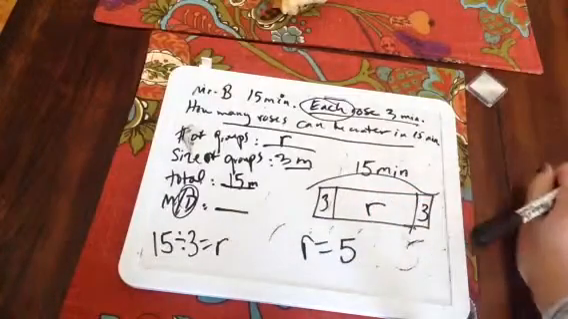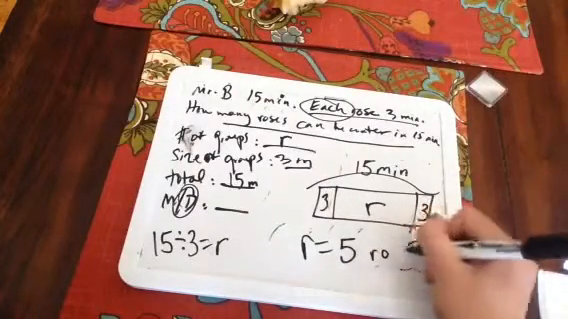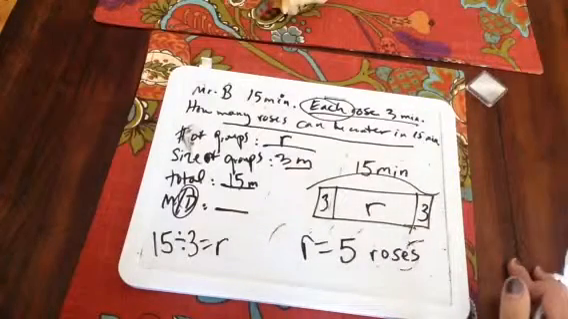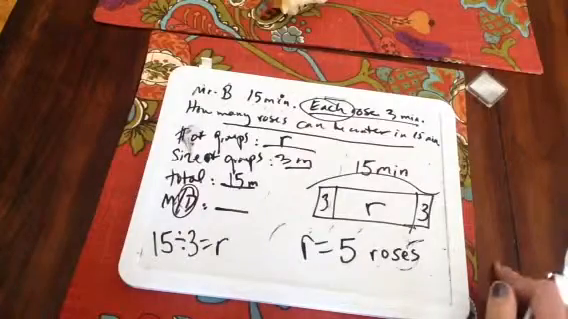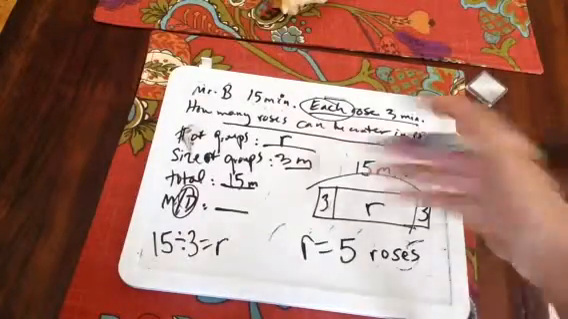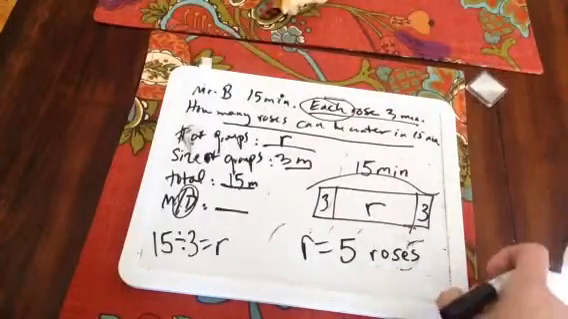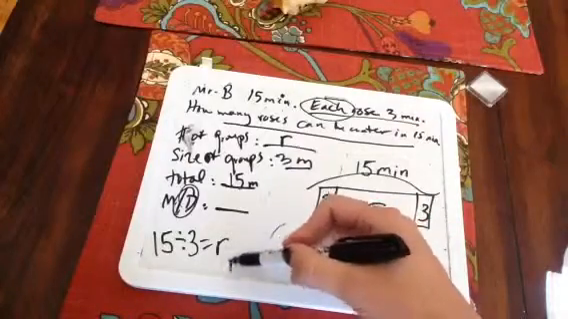But then you got to label it, right? What does R even mean? How many roses can he water in 15 minutes? 5 roses. And in order to get the best 100% points possible, you got to write it in a complete sentence. Because look at all the stuff I have here. How am I supposed to know what your answer is if you don't show me? Show your reader what the answer is. Point them to the answer.